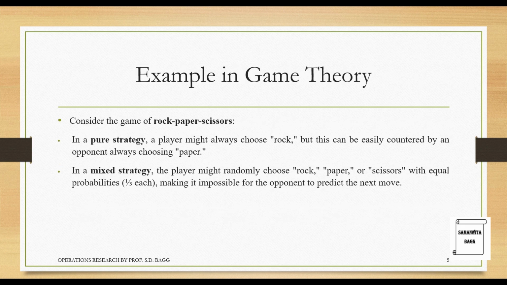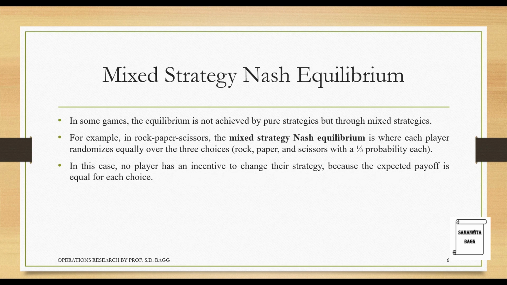Example in game theory, consider the game of rock, paper, scissors. In a pure strategy, a player might always choose rock, but this can be easily countered by an opponent always choosing paper. In a mixed strategy, the player might randomly choose rock, paper, or scissors with equal probabilities, one-third each, making it impossible for the opponent to predict the next move, and hence the game will become a game of chance.